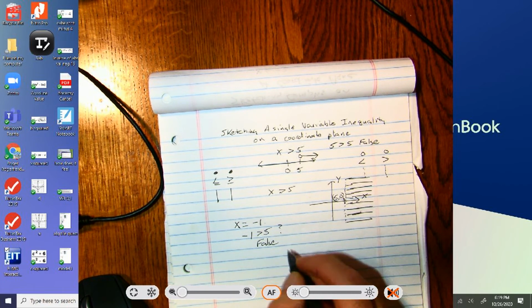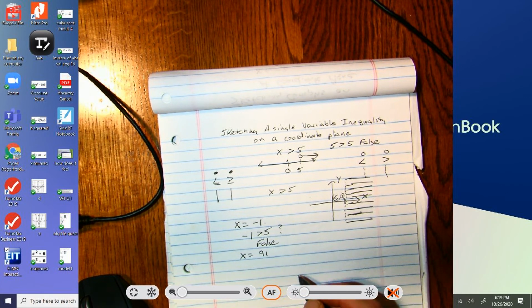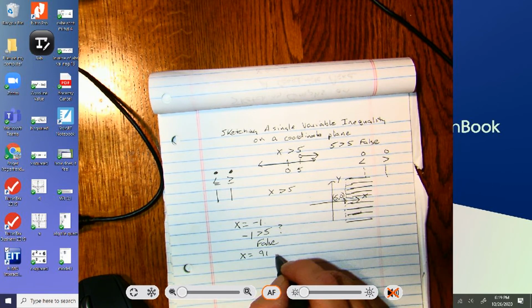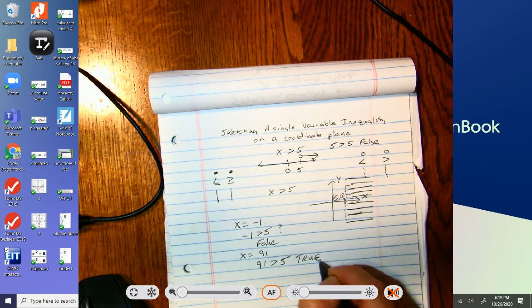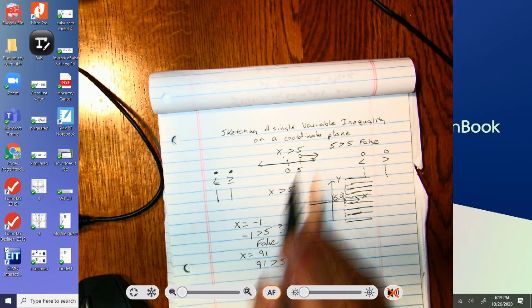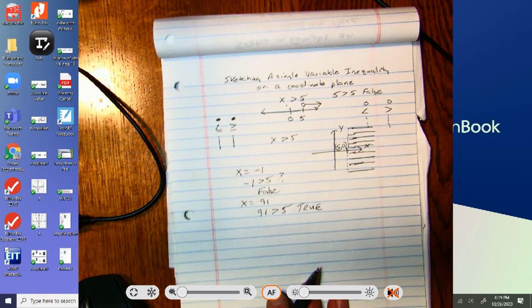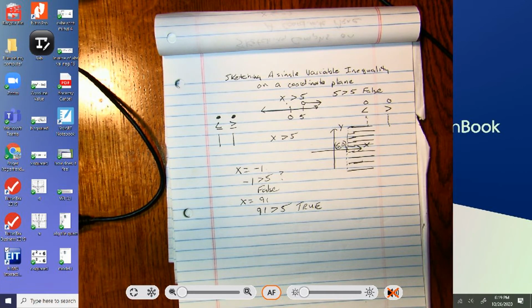But let's say that we want to test, what if x equals 91? Is that true? Do we say that 91 is greater than 5? Yes, it is true. So 91 is part of the solution of this inequality right here. Ooh, boys and girls, this is amazing, I know. It is amazing to you, but it is not so amazing to me. I've been doing this for 5,000 years.